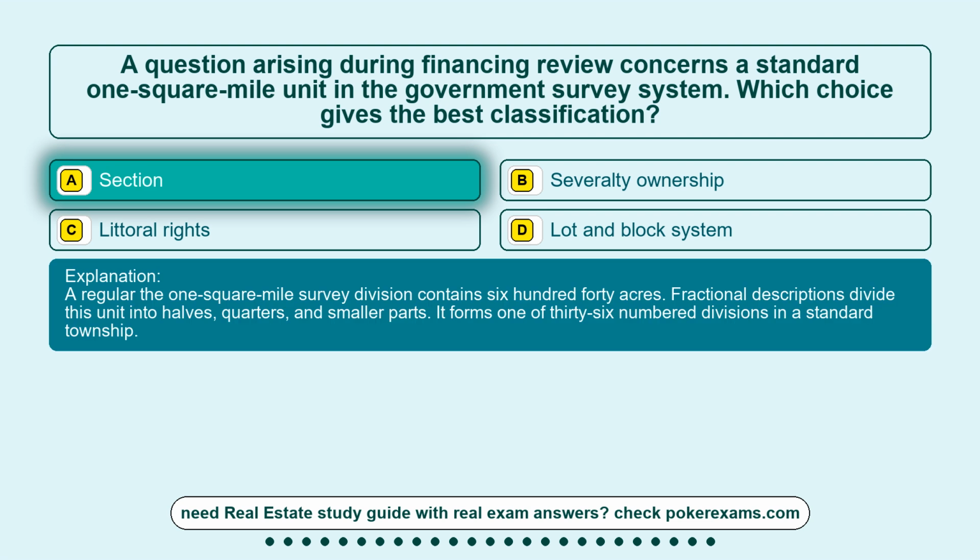A regular 1-square-mile survey division contains 640 acres. Fractional descriptions divide this unit into halves, quarters, and smaller parts. It forms one of 36 numbered divisions in a standard township.